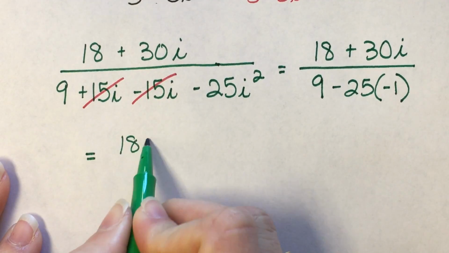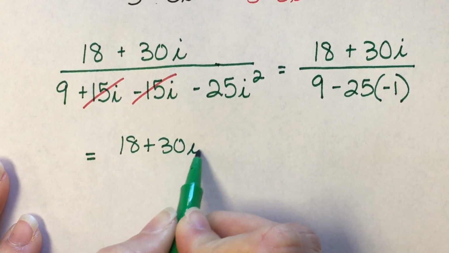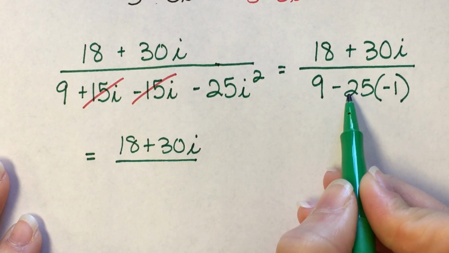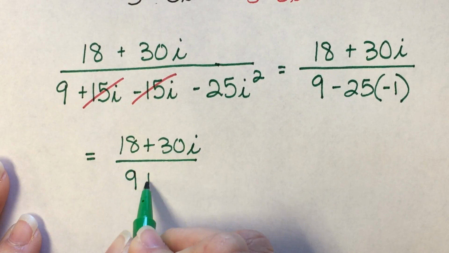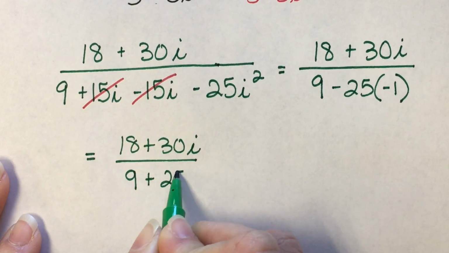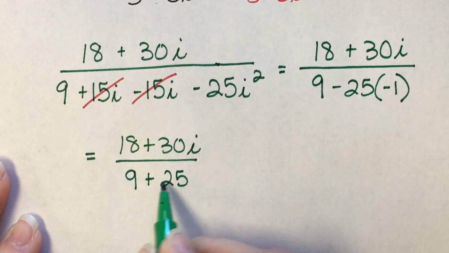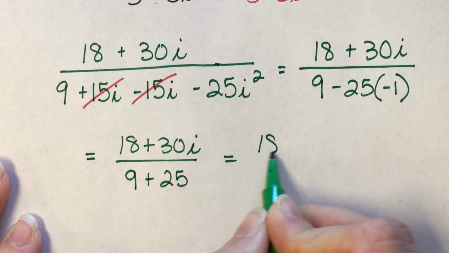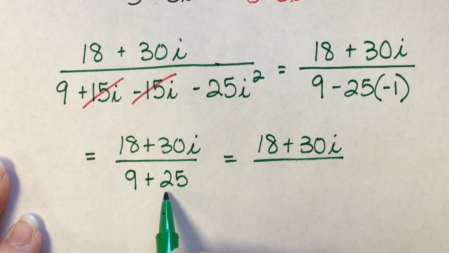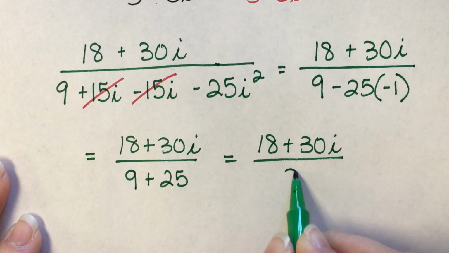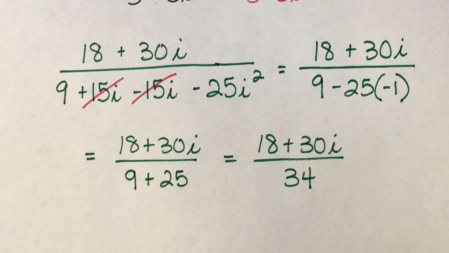Okay, so that means now in my denominator, since this is negative 25 times negative 1, that would be the same as adding the 25, because a negative times a negative would be a positive. So add your two numbers on the bottom and you get a 34. Now I do have one more step I've got to go.